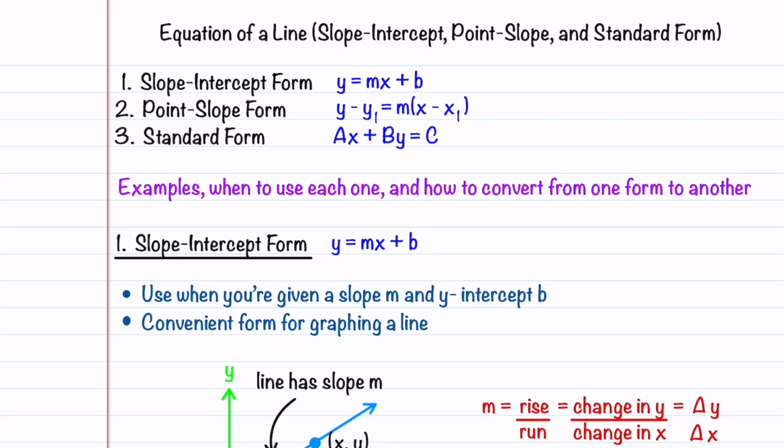Today I'm going to teach you how to find the equation of a line in slope-intercept form, point-slope form, and in standard form. We'll walk through example problems, talk about when to use each form, and how to convert from one form to another.